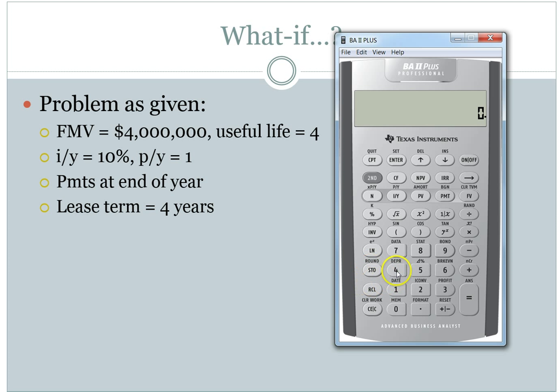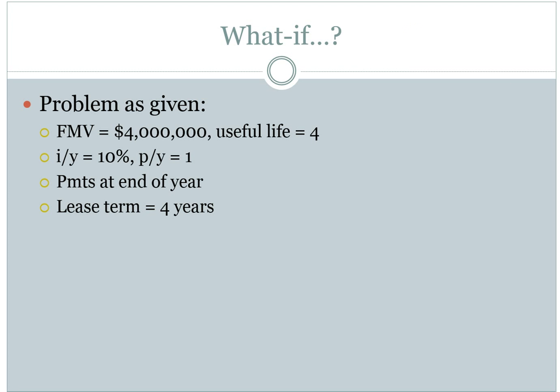So now what you should have done is taken $4 million as our present value. 10% is our interest rate per year. 4 is our N, number of payments that are going to be made. And here I compute the payment. And so the payments are going to be $1,261,833. So that should be what you got on this particular problem.